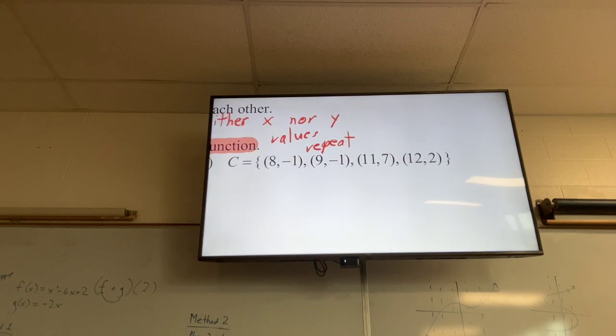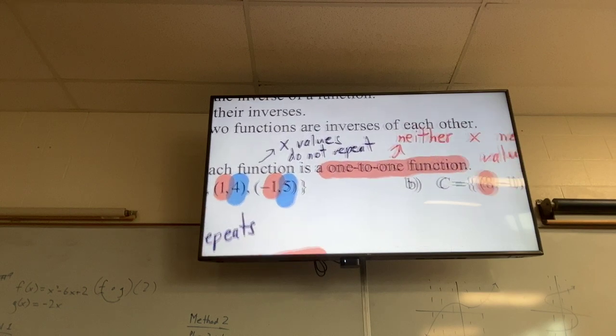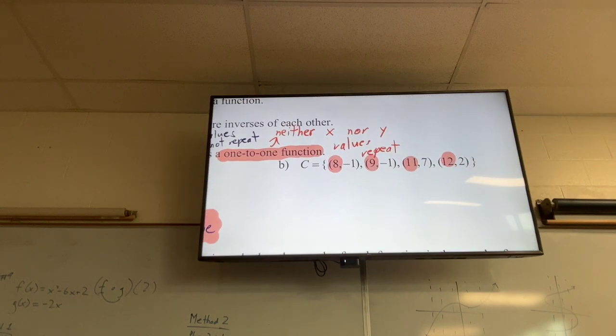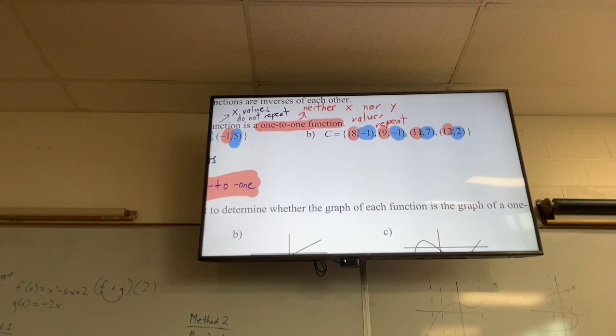All right, so is this a function? No. Why do you not think it's a function? Because there's two negative ones. Okay, so a function just means the x's don't repeat. Oh, so it is a function. Is it one-to-one? No. Why is it not one-to-one, Izzy? There's two negative ones, right? So it's a function, but not one-to-one.